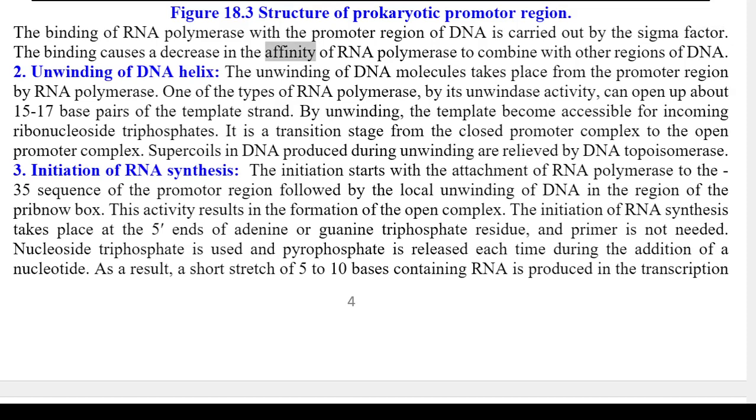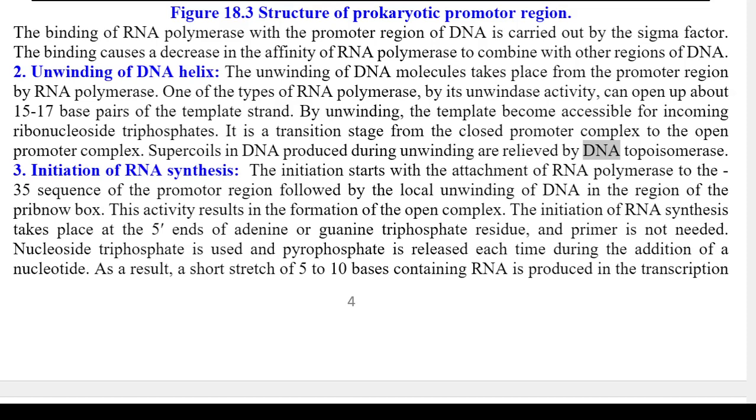2. Unwinding of DNA helix. The unwinding of DNA molecules takes place from the promoter region by RNA polymerase. One of the types of RNA polymerase, by its unwindase activity, can open up about 15 to 17 base pairs of the template strand. By unwinding, the template becomes accessible for incoming ribonucleoside triphosphates. It is a transition stage from the closed promoter complex to the open promoter complex. Supercoils in DNA produced during unwinding are relieved by DNA topoisomerase.